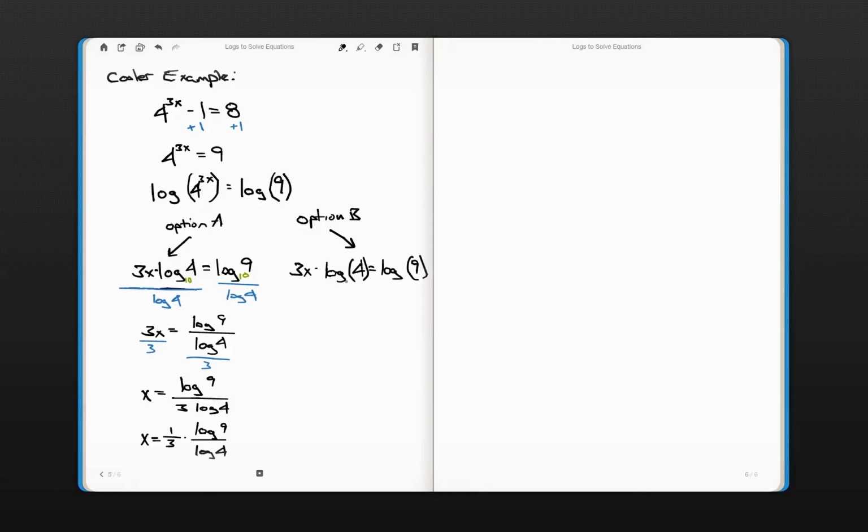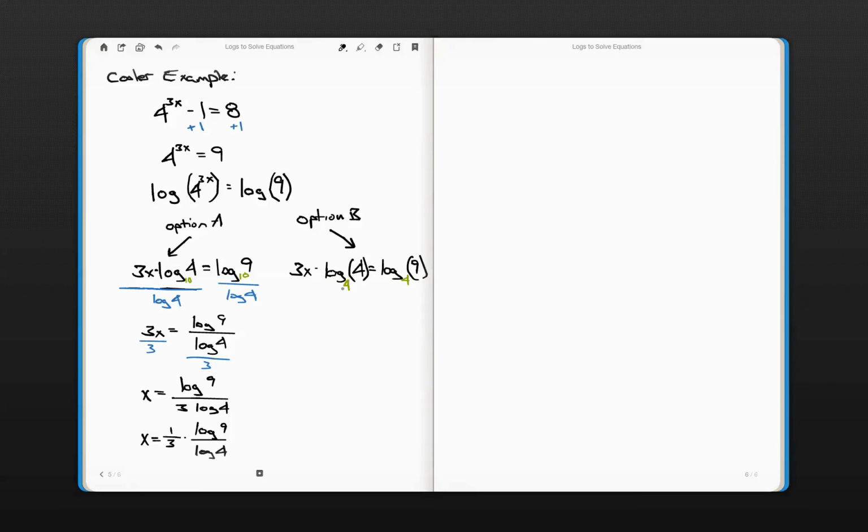But here I'm going to be clever. I don't have to take the log base 10 of both sides. What if I took the log base 4 of both sides? I can take whatever base I want, right? As long as I stick both sides into the same box, in this case the log base 4, I'm good. What does this mean?